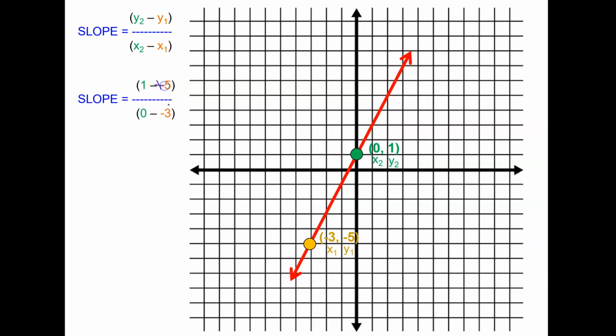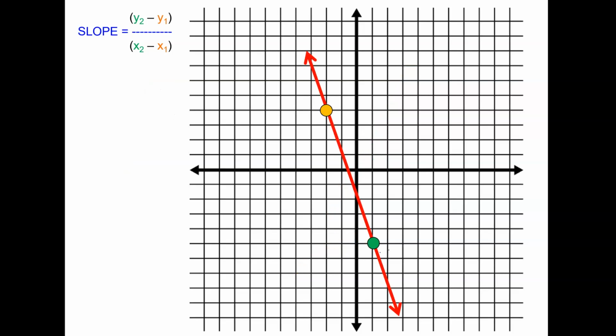Oops, it's a little slanty, but it looks like a plus sign. And 0 minus -3 is the same as 0 plus 3. So we get 6 over 3, which of course simplifies 6 divided by 3 to 2. The same result we got with the previous pair of points on the same line.